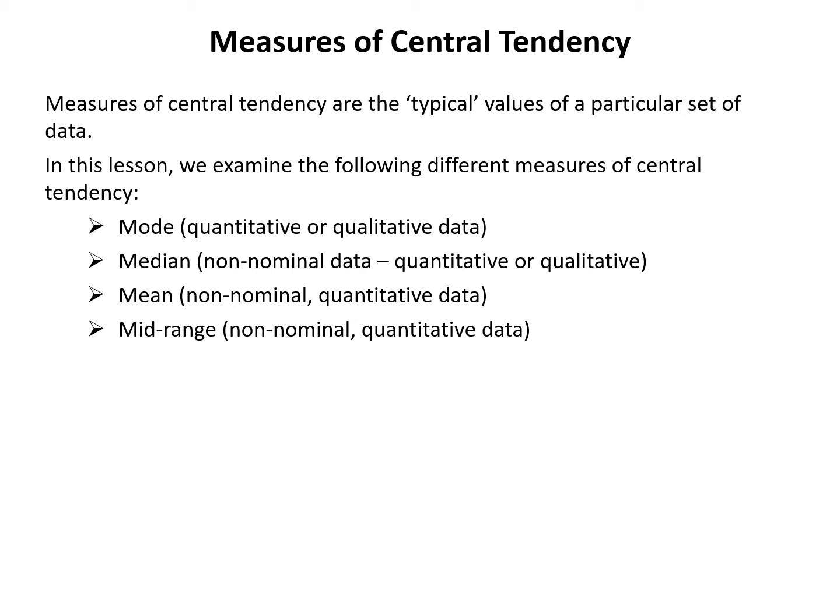Measures of central tendency are the typical or average values of a particular set of data. And in this lesson, we're going to look at 4 different commonly used measures of central tendency. They are the mode, the median, the mean, and the mid-range.